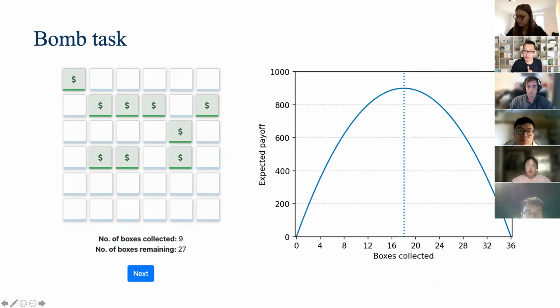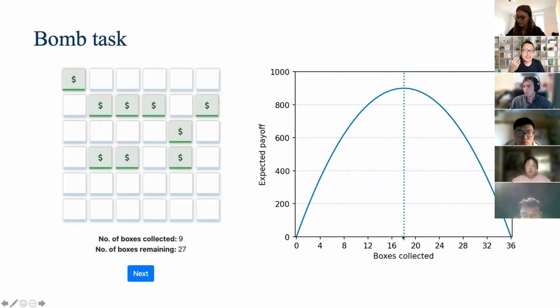So if you calculate this, the corresponding expected payoff will be an inverted U-shaped function of the boxes collected. If you collect zero, the payoff is zero. If you collect all of these boxes, the corresponding payoff is also zero. And if you calculate the expected payoff, the decision that maximizes the expected payoff is just to collect half of the boxes, right? So we have 36 squares, then you can collect 18. That is the case where you maximize your expected payoff.